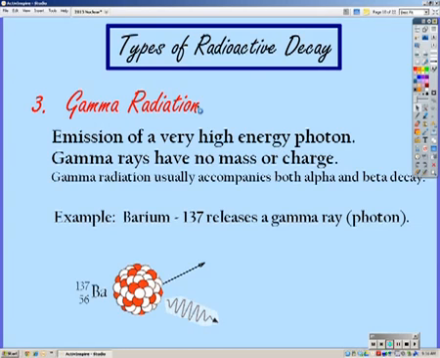X-rays behave the same as gamma rays. The only difference is their origin, or where they came from. X-rays are produced when excited electrons in certain metals lose their energy, while gamma rays are produced from radioactive elements or isotopes. So in our example, barium-137 releases a gamma ray or photon.